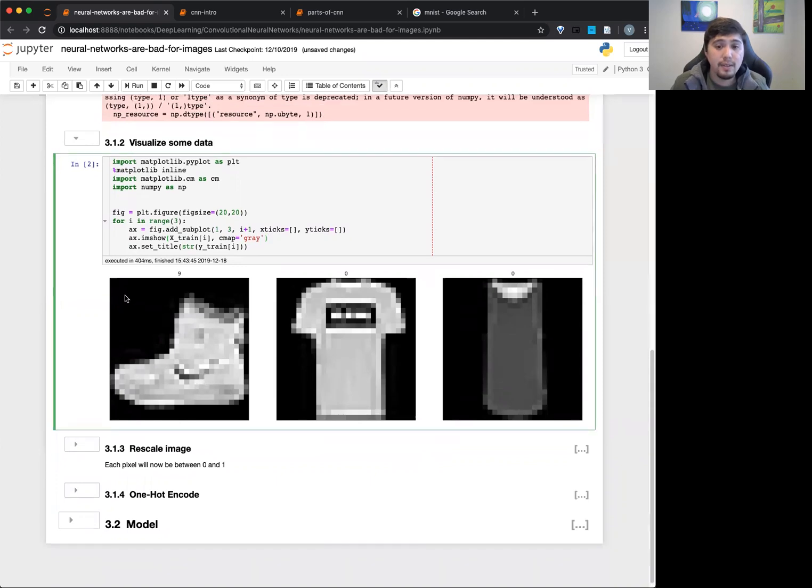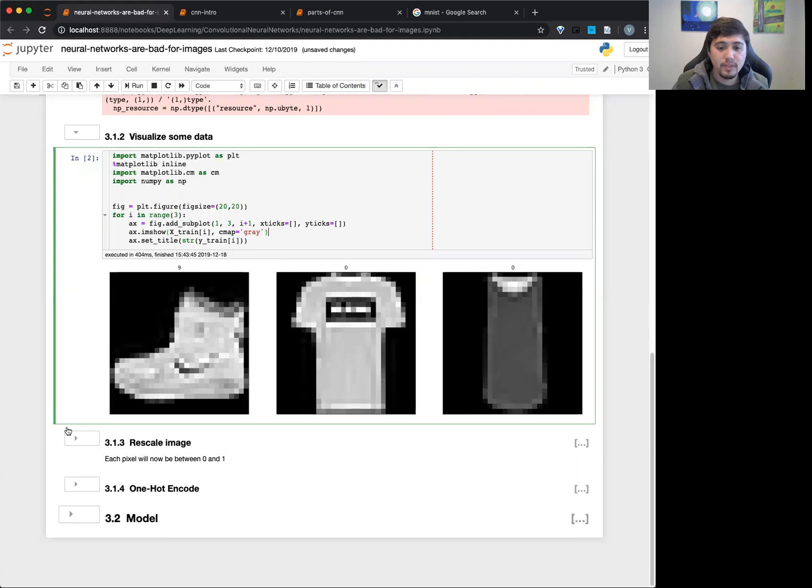Because remember, these numbers are going to be between 0 and 255. We need to scale it down so that the numbers are just between 0 and 1, because a neural network really likes numbers between 0 and 1. It's not very good with numbers that are very big. So we're going to rescale it.